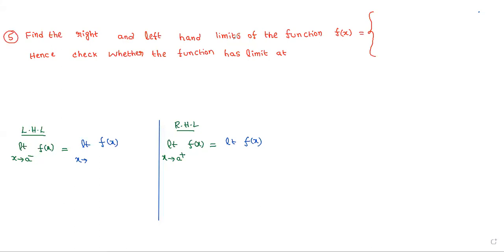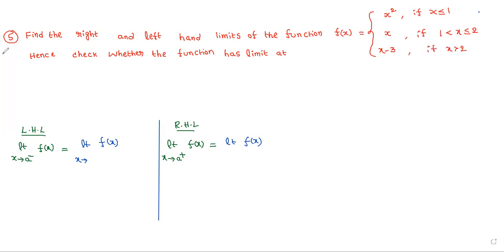So find the right and left hand limits of the function f of x. The first condition is x squared if x is less than or equal to 1, meaning the value 1 and values below 1. Next, x if 1 is less than x less than or equal to 2, and x minus 3 if x is greater than 2.